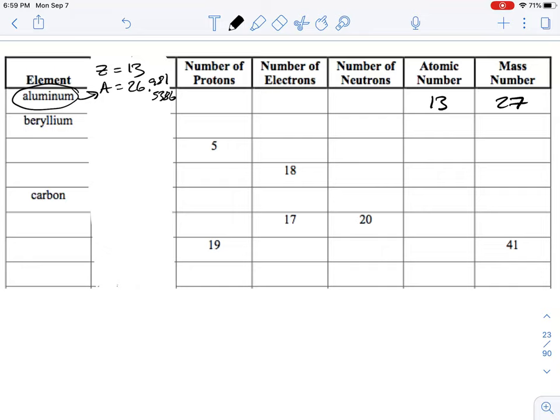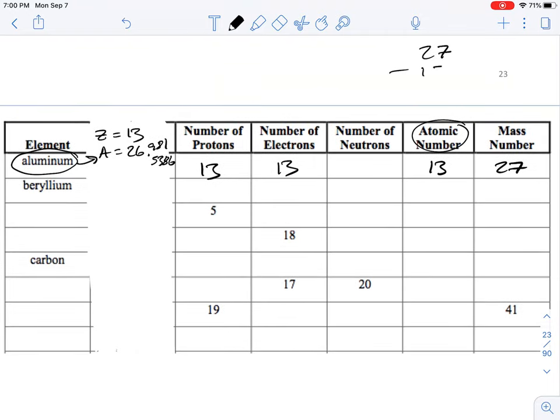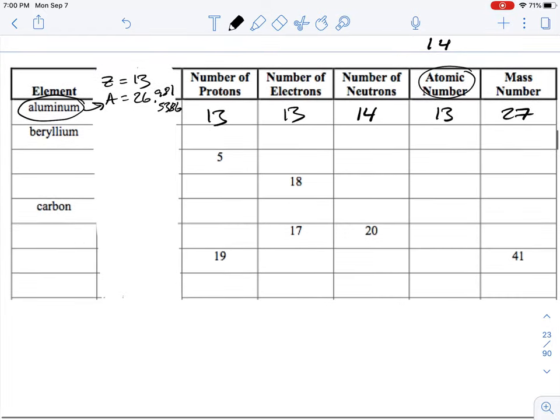And so based on this information, we need to fill in the rest. The number of protons here is equal to the atomic number. And so that's 13. Since we have 13 protons in an electrically neutral compound, we have 13 electrons. And then the number of neutrons is simply going to be the difference between these two. And so here we have 27 minus 13, the bigger number minus the smaller number. And so 27 minus 13, this is going to be 4, and we're going to carry down the 1, so the number of neutrons is 14. Okay. All right, so that's pretty straightforward.